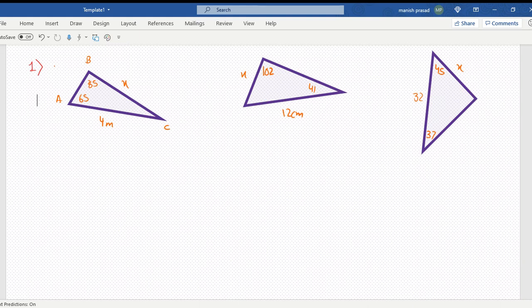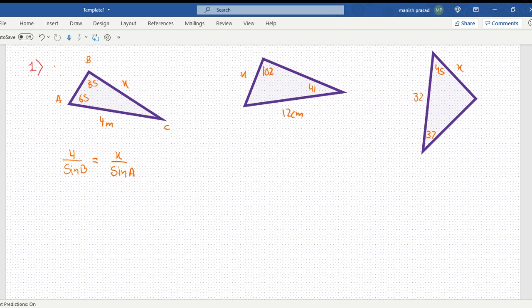Now just see, if I look at this, opposite to angle B is 4 centimeters. So I can say 4 upon sine B is equal to, opposite to angle A is X, so I can say X upon sine A.